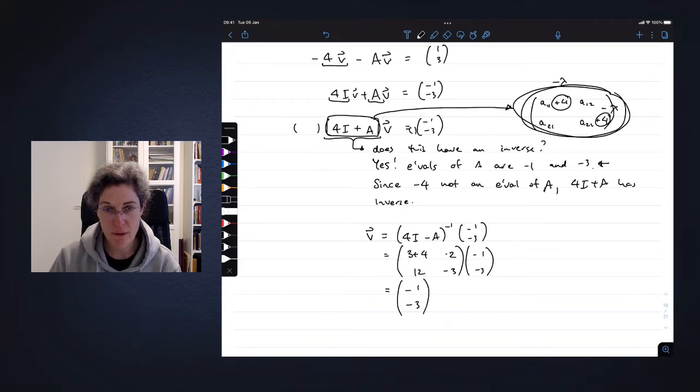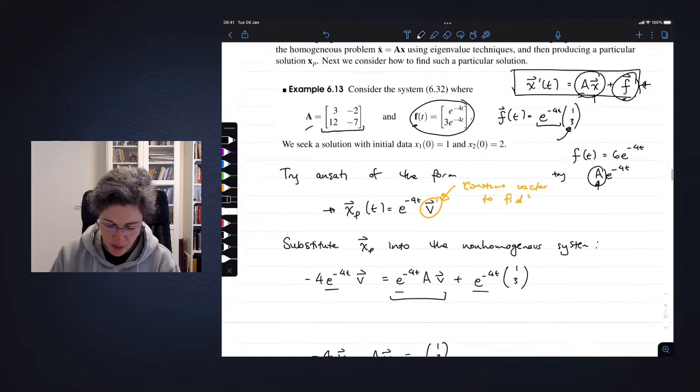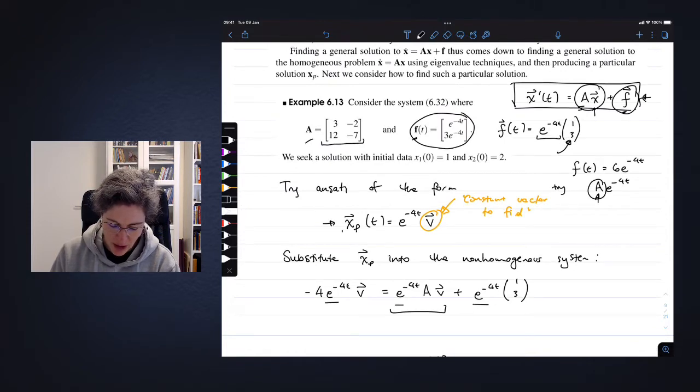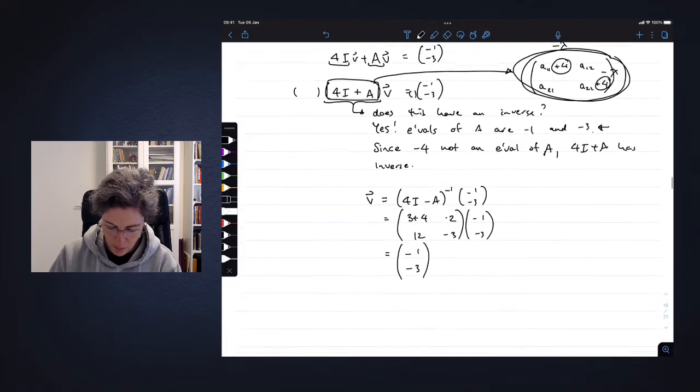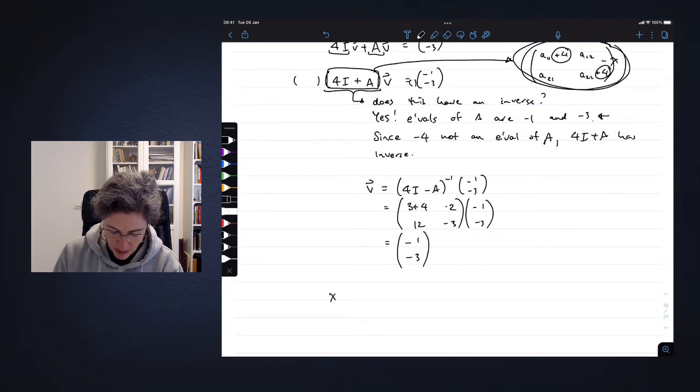Okay, so we have found our v. If you think back to what we were doing when we started off here, we tried to find some constant vector v so that e to the minus 4t times this constant vector is a particular solution to our original differential equation. So after all that work, what we found is that our particular solution that we're interested in is e to the minus 4t times (minus 1, minus 3).